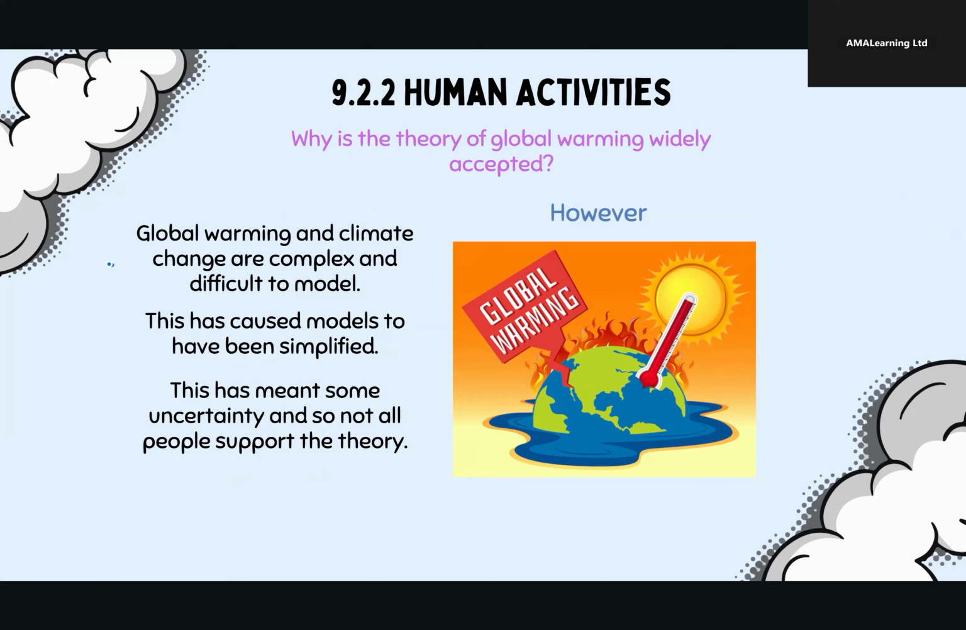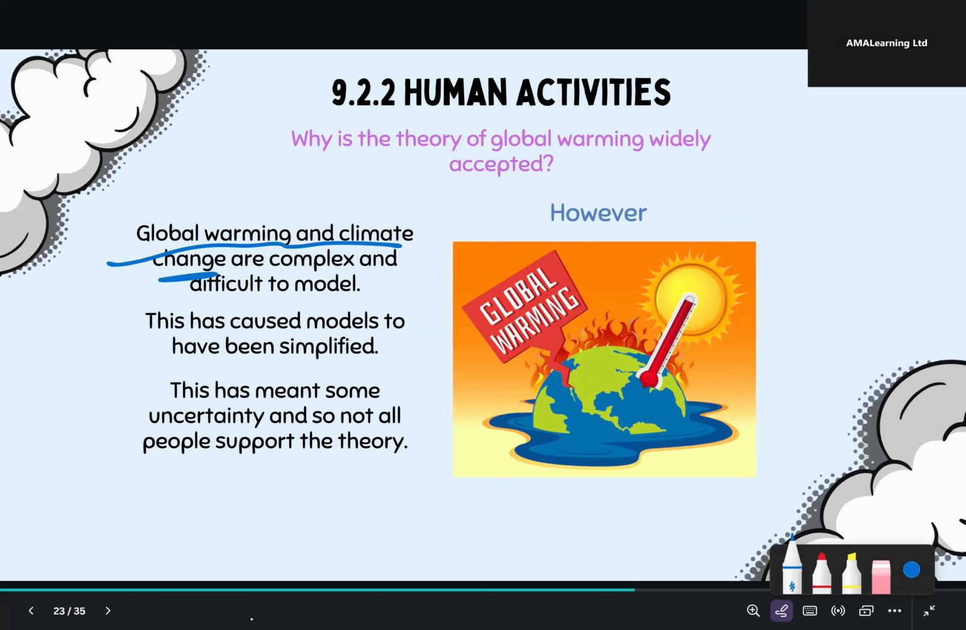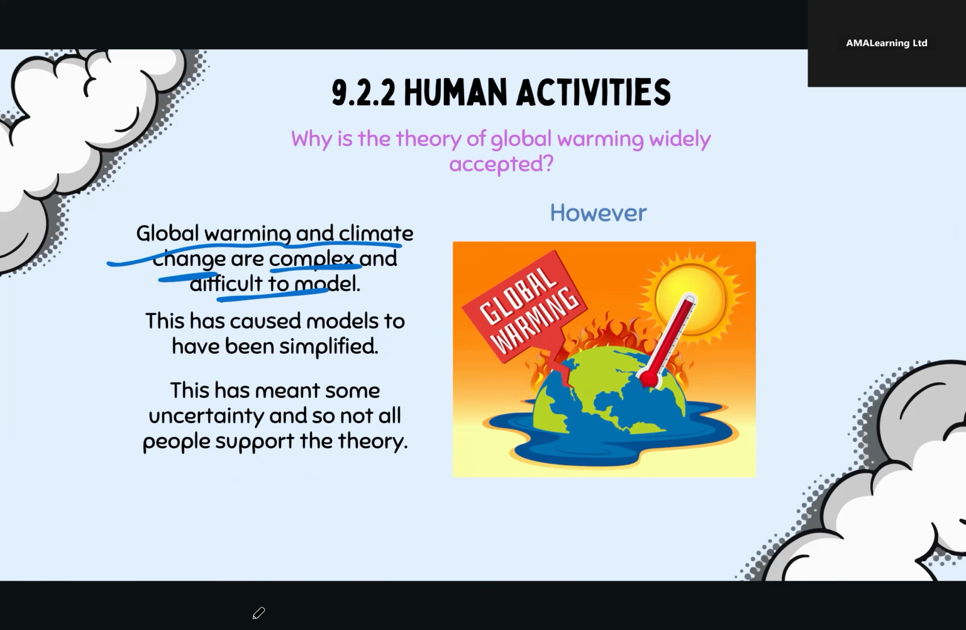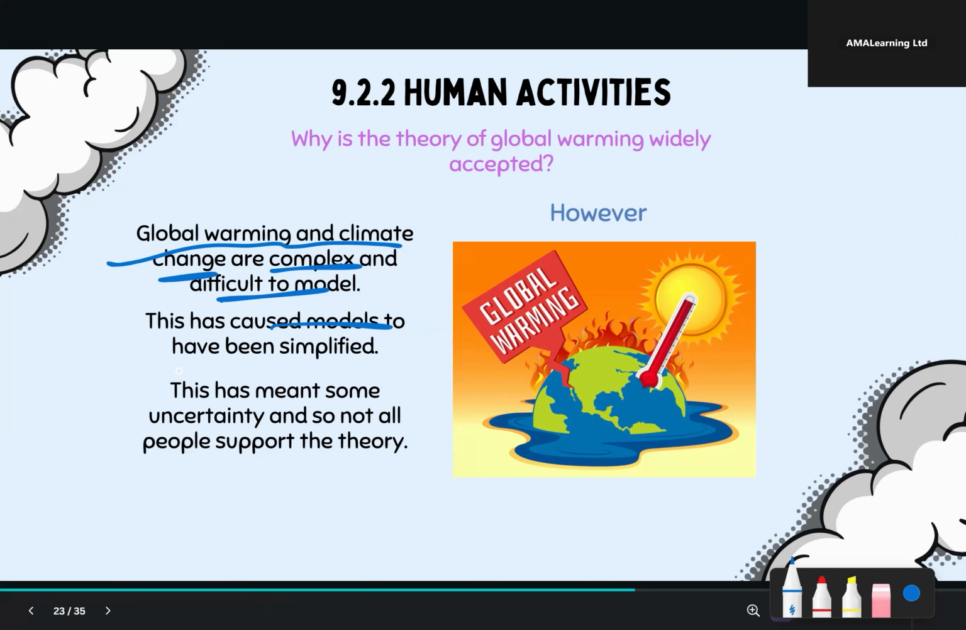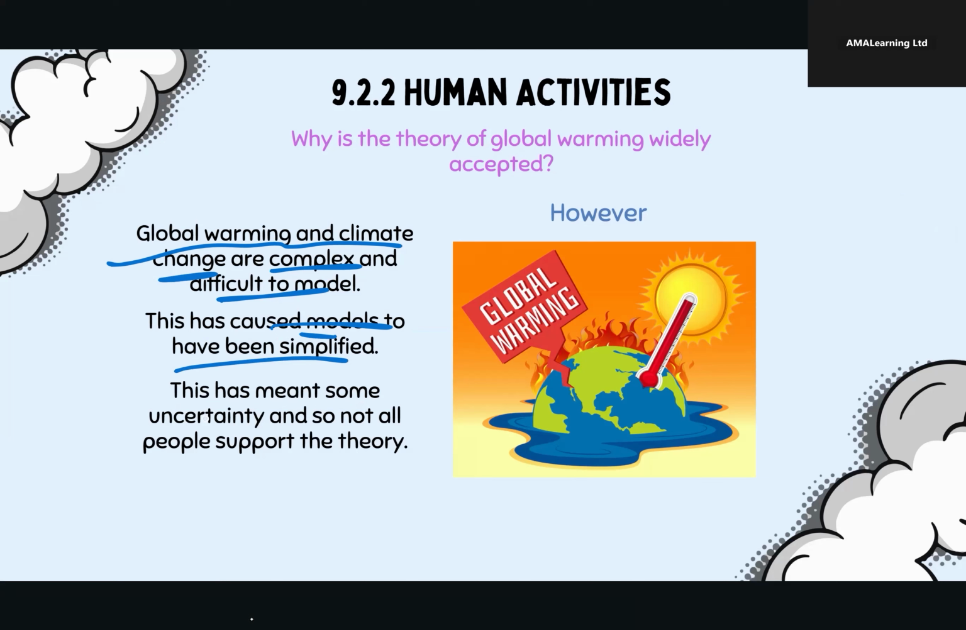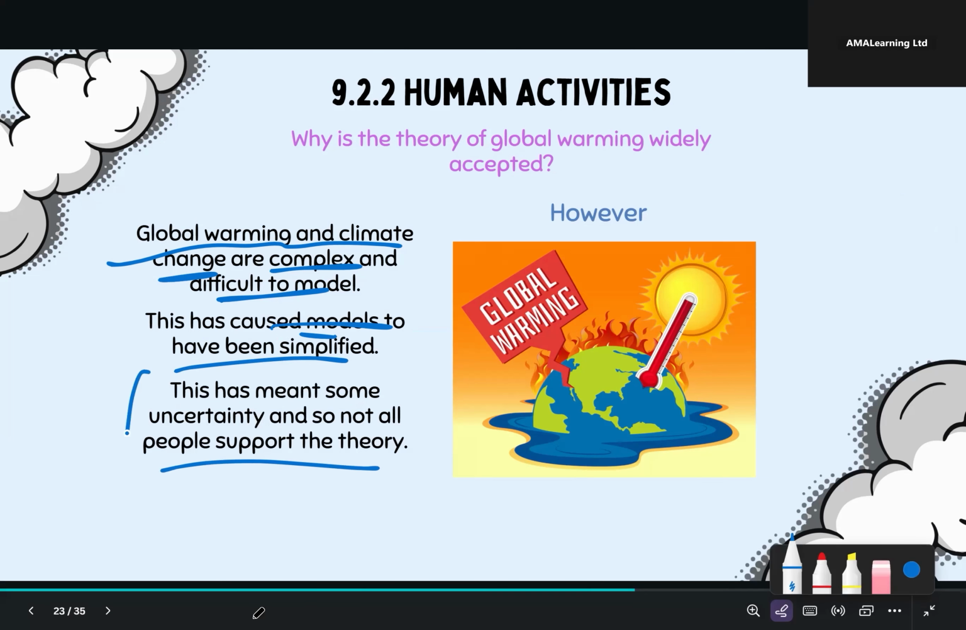However, global warming and climate change are complex and difficult to model. So we have an understanding that global warming is happening. We have an understanding that we have an increase of carbon dioxide and methane in the atmosphere. So we understand that's going to have an impact on the amount of energy that comes back towards the earth. But to explain the overall impact of it is difficult. And this has caused models to have been simplified. And this has also meant that there's some uncertainty, and so not all people support the theory.